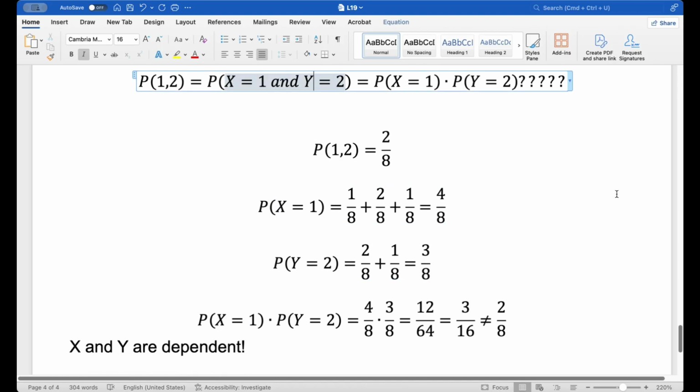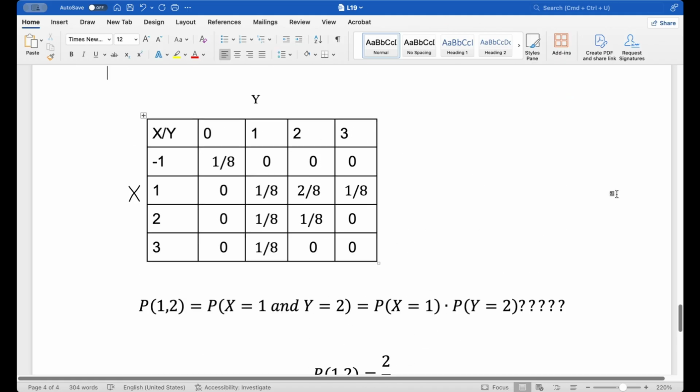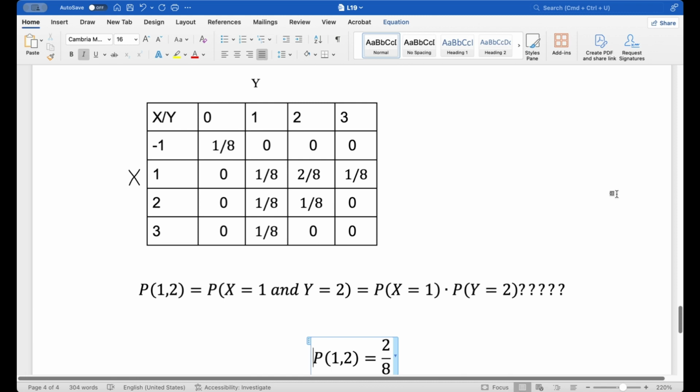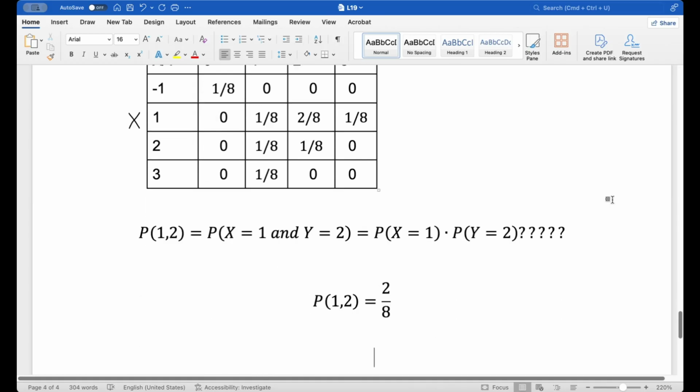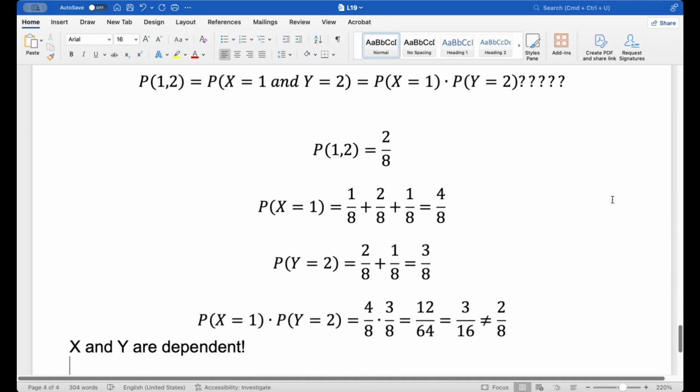Again, to show that they're dependent, all we have to do is find one violation of the rule, either with conditional probability or the probability of the intersection having to be equal to the product. So we demonstrated that at (1, 2), the property fails. So in this particular case, x and y are dependent variables.